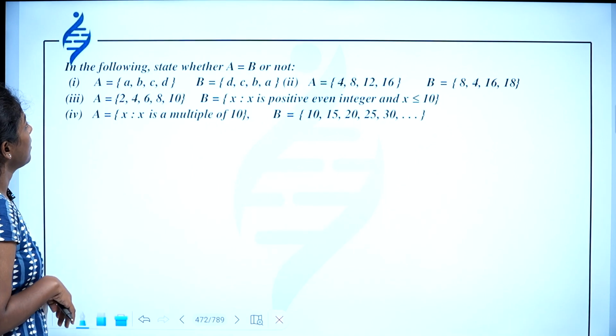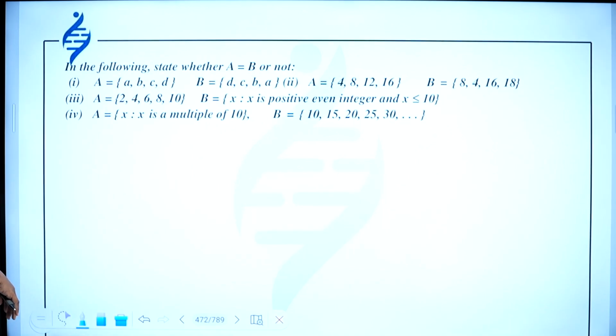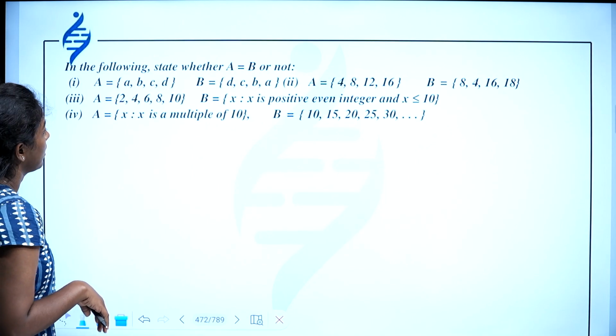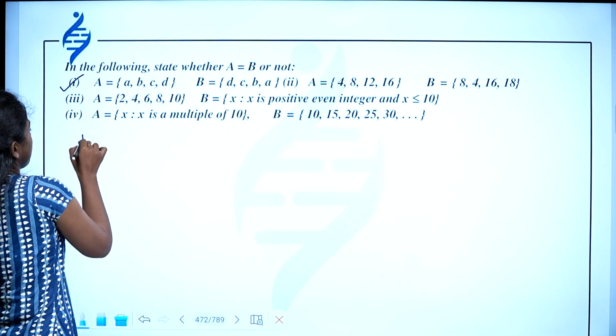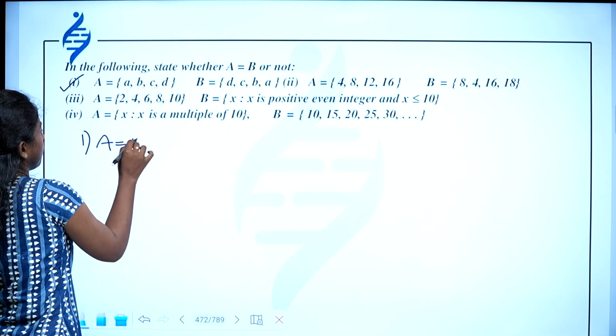Then in the following, state whether A equal to B or not. A: A, B, C, D; B: B, C, B, A. So A equal to B. First question, A equal to B.